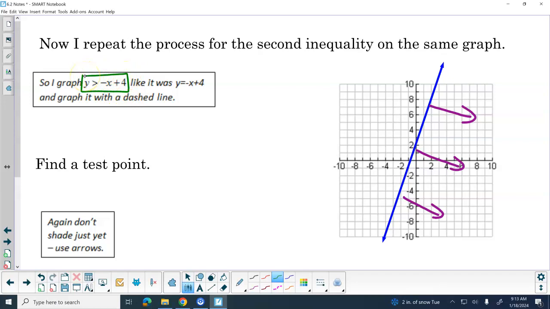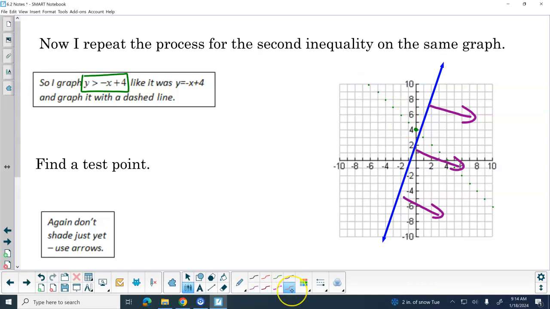Then I repeat that process again, but this time I'm repeating that process for my other inequality. So I say it's y equals negative x plus 4. And now I got to graph that one. Well, that's got a y-intercept of positive 4, so I'm going to go up 4. Put a dot. My slope is negative 1, so that is down 1 and right 1, or up one and left one.